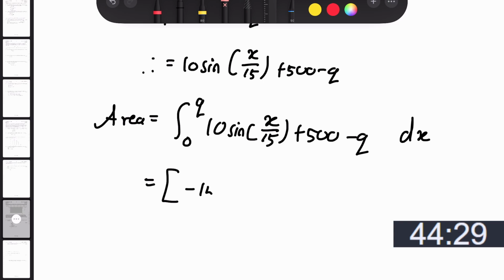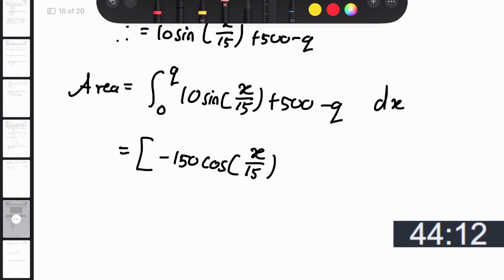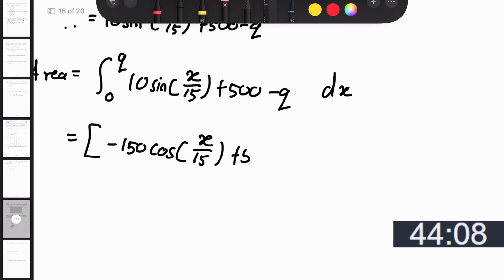the negative 150 cosine of x on 15, because I need 1 on 15 there in front of the sine. So I pull the 10 out and then I put 15 times the 10 to get 150. It has to be negative because we're going from sine to cosine in an antiderivative, and then 500x minus qx from q to 0.